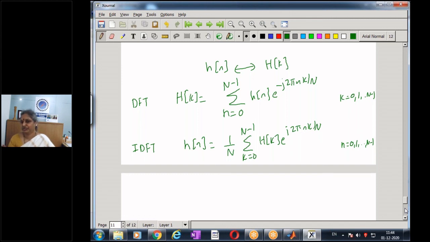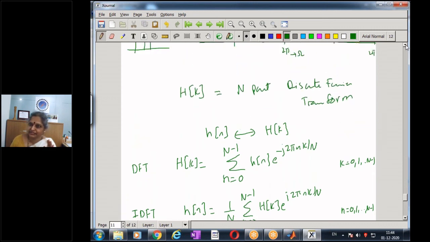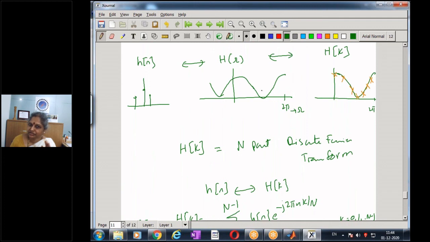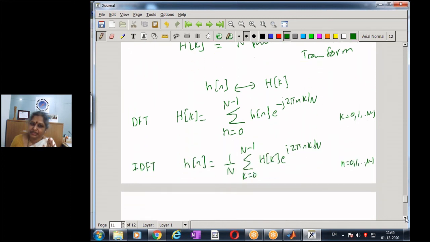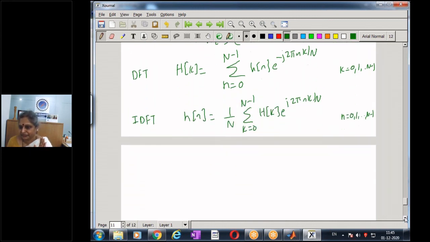Both are discrete in both the domain, but we should always remember that it is actually not discrete. We have discretized it. It's actually h of omega that is continuous. In this continuous frequency h of omega, we are discretizing the omega into n equally spaced samples, and we are trying to compute only the discrete values at those discretized intervals of omega, and that gives me h of k.